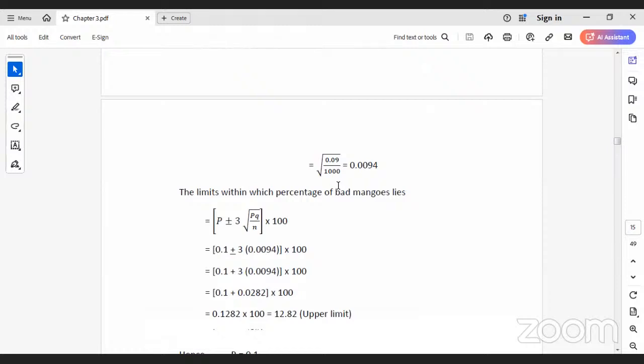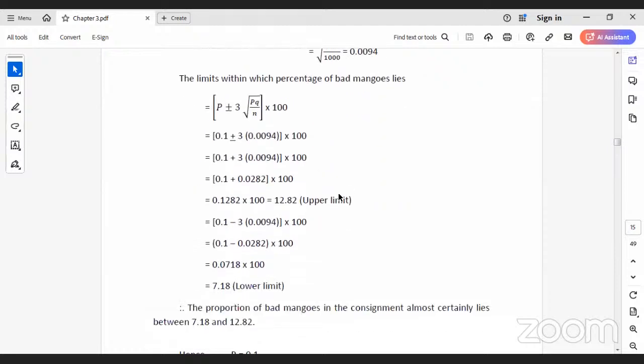The limits within which the percentage of bad mangoes lies is equal to P plus or minus 3 under root PQ by N, into 100. So 0.1 plus or minus 3 into 0.0094, into 100. Okay, so the first time we do with plus, and the second time with minus. So 0.1 plus 3 into 0.0094 into 100. You will get 12.82, that is the upper limit.